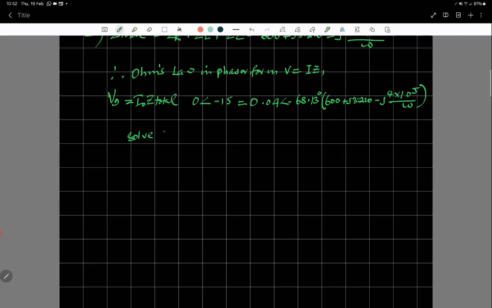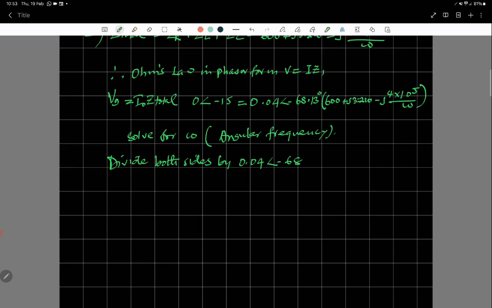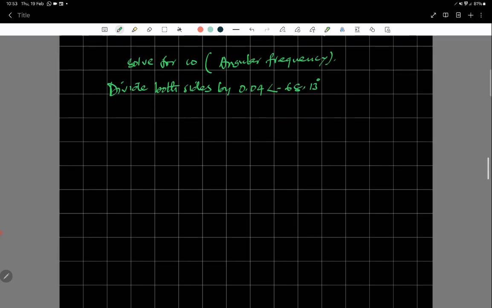Solve for omega, for angular frequency, which is equal to divide, let us divide both sides by 0.04 times 68.13, which is equal to 40 divided by 0.04.